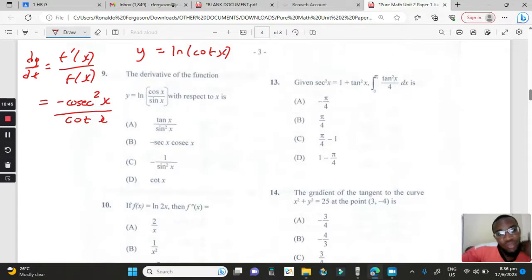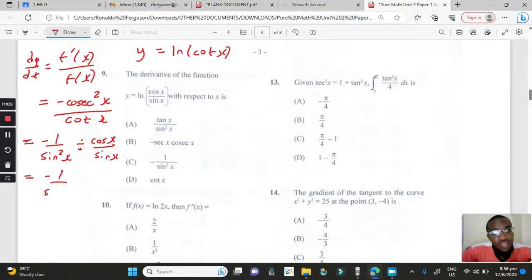Is that there? Nope. So that means we're going to have to simplify this. Remember, cosec squared is 1 over sine squared x, with the minus, and this is divided by cot, and cot is cos x over sine x. So now this is minus 1 over sine squared x multiplied by sine x over cos x, because we have to flip it when you're doing division. You change the sign from division to multiplication, and then you reciprocate. Sine cancels the square. Now we have minus 1 over sine x cos x.